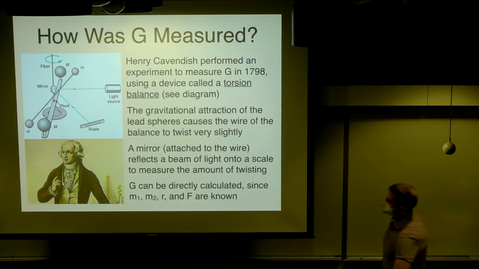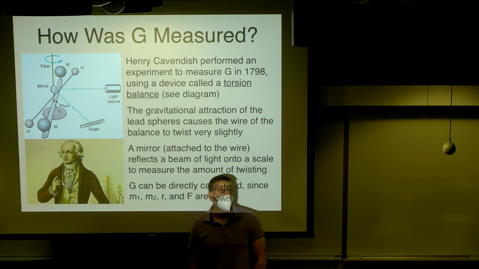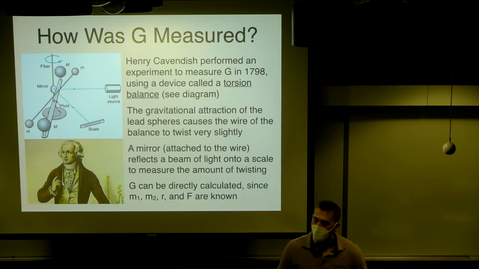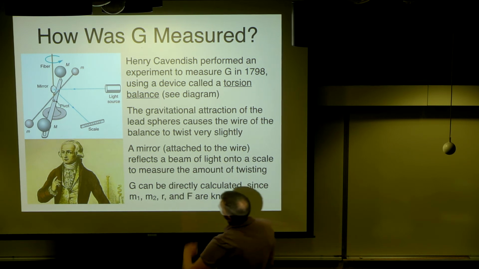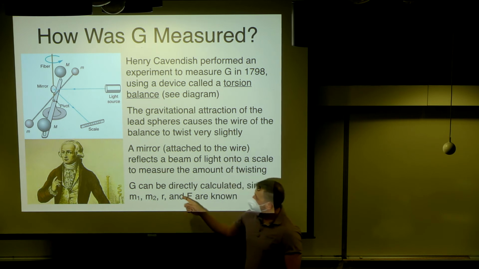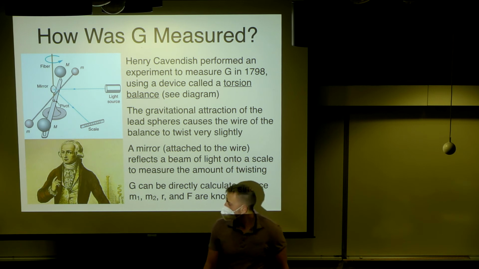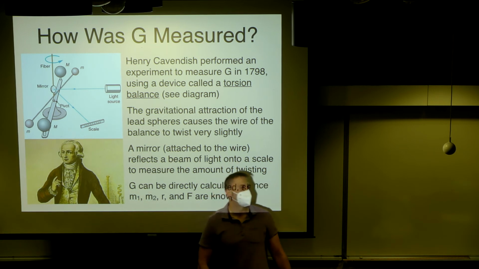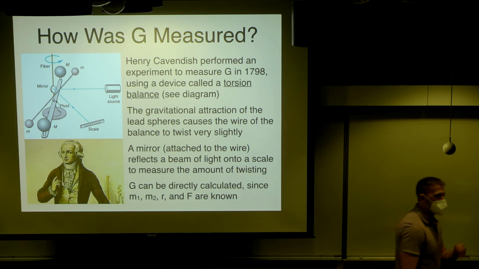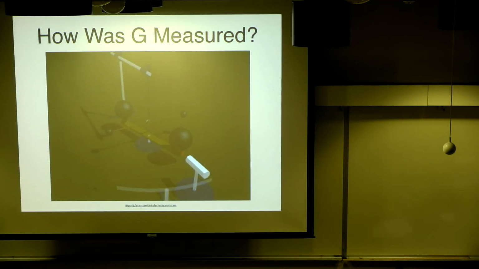So let's think about it. If I know what all the different masses are, that's your M1 and M2 in the equation, and I know how far apart they are, that's R in the equation, and I can also measure the force based on how much twisting there is in the wire, then I can calculate G. It's the only unknown left in the equation. And that's why we know that it has the value of 6.67 times 10 to the minus 11.